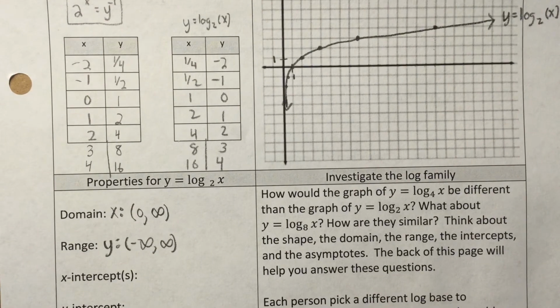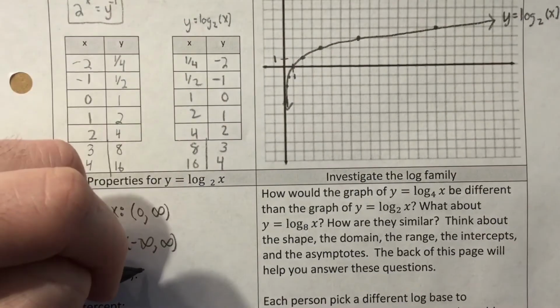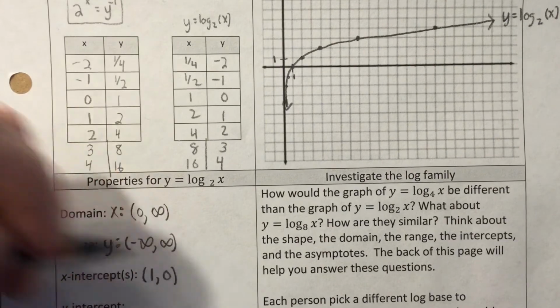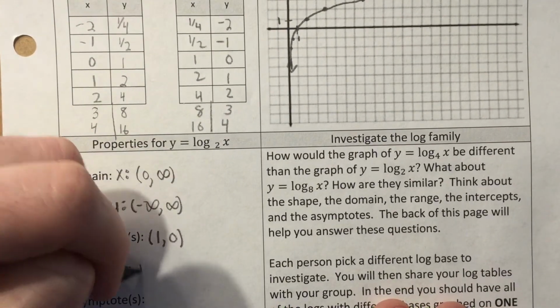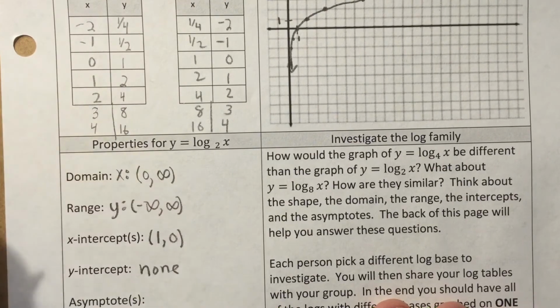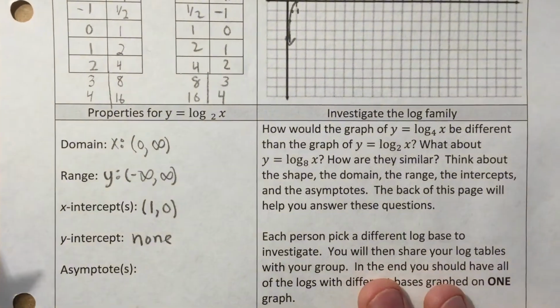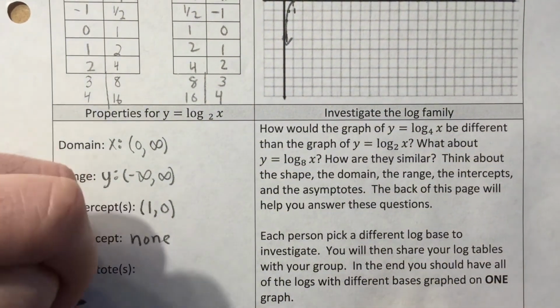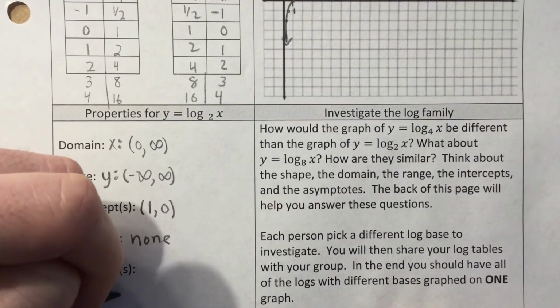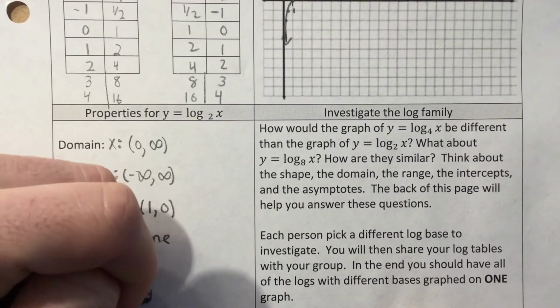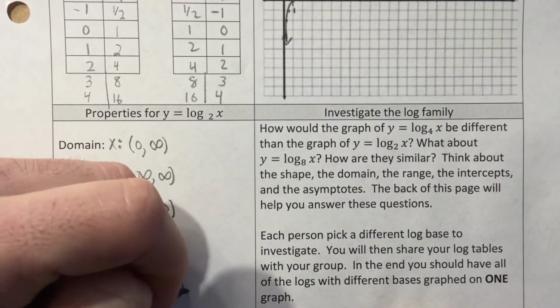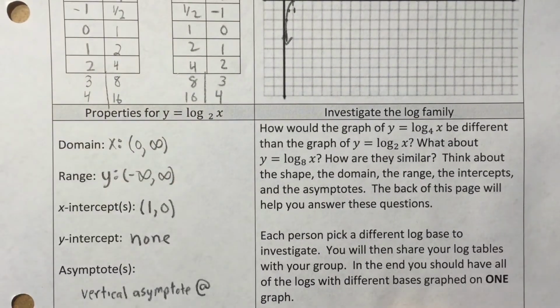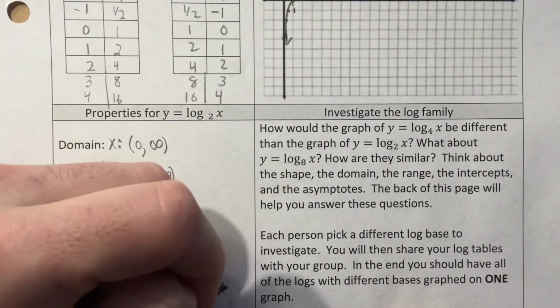Our x-intercept is 1, 0. It is never going to touch the y-axis because of the asymptote, so there is no y-intercept. And then we have an asymptote, just a vertical one. So I'll write vertical asymptote at x equals 0.